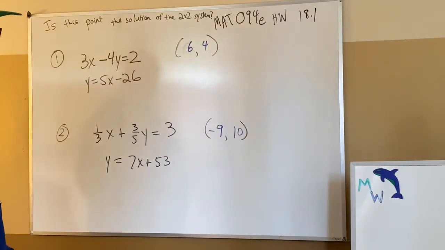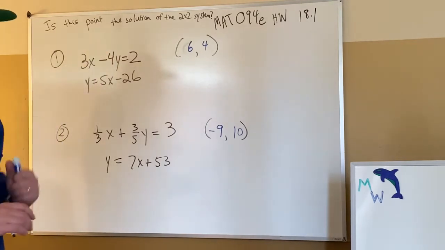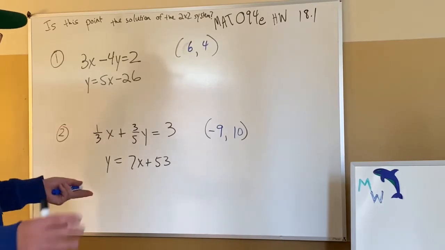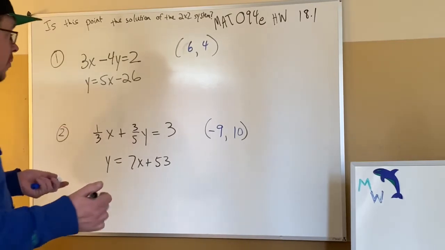So here we are looking to see if a point that we have is the solution to a 2x2 system. And so what we're going to do is try the xy ordered pair in the first. If it works, try the second. If it works in the second, we go with yes. If we ever encounter it not working, then we'll stop and say no.